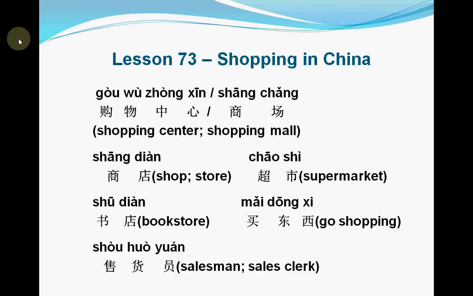Last time we talked about getting a haircut in China. Today we are going to talk about going shopping in China. You know what? I think the most interesting thing about going shopping in China is you can bargain with a salesman. That's a very interesting thing, okay? Let's see the text.